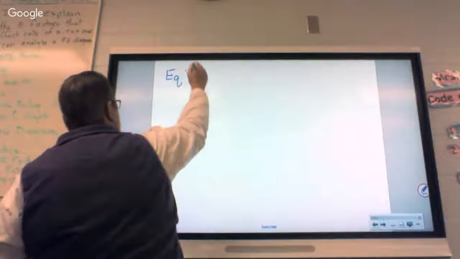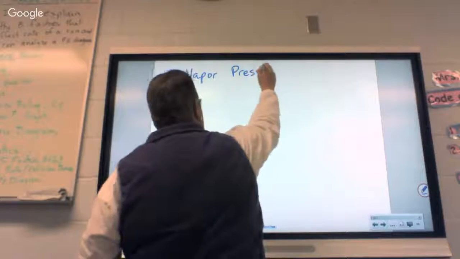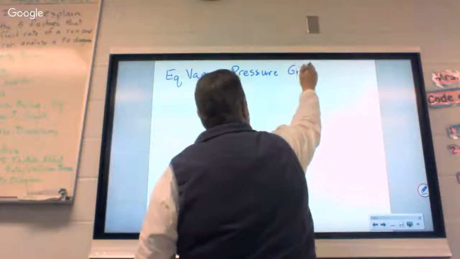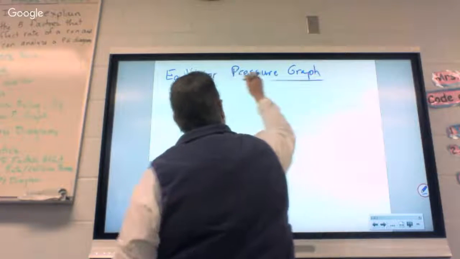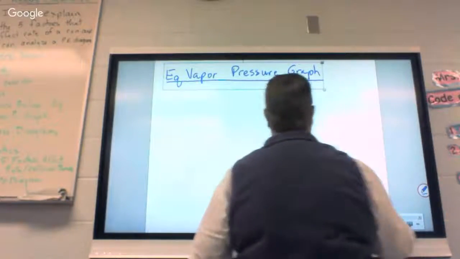Equilibrium vapor pressure graph. Now, this is the one that was on the back side of your homework the other night that I told you not to lose.